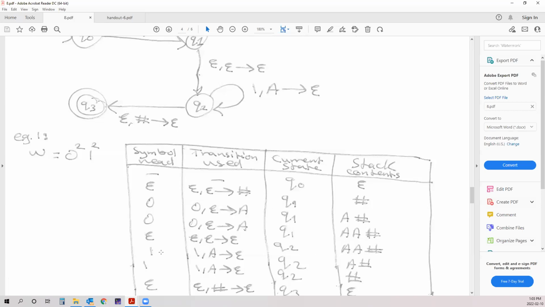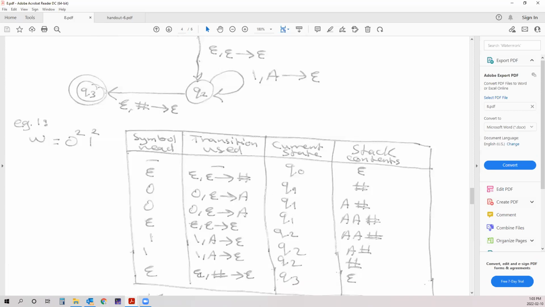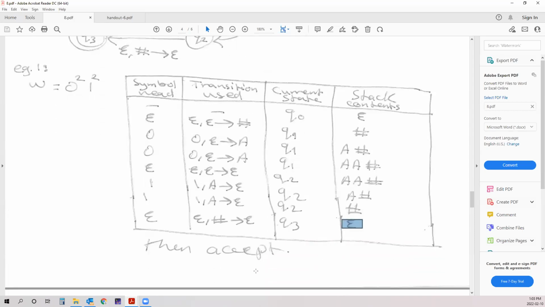With the first one, we will pop, because the epsilon is the end one. Then we'll pop an A. Then we'll have A hash. Then with the second one, we'll pop the second A. Then we'll have a hash. Here, if we have an epsilon, nothing to input, and we have a hash, then we'll pop out the hash, and the stack is empty now. Then accept.